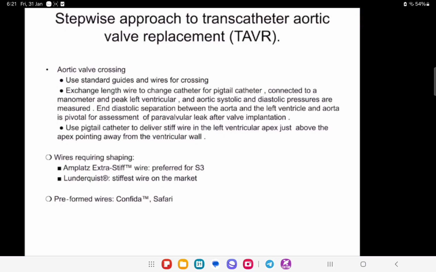Use the pigtail catheter to deliver a stiff wire in the left ventricular apex, just above the apex, pointing away from the ventricular wall to avoid injury. The wires are of two types: preshaped and fixed wires. Amplatz extra stiff wire is useful for the S3 valve, whereas Lunderquist is used for the stiffest support. It is the stiffest wire in the market, whereas the preformed wires are Confida and Safari.